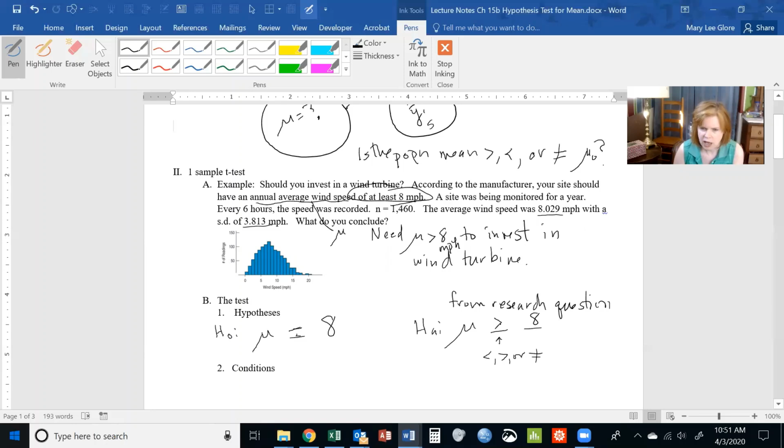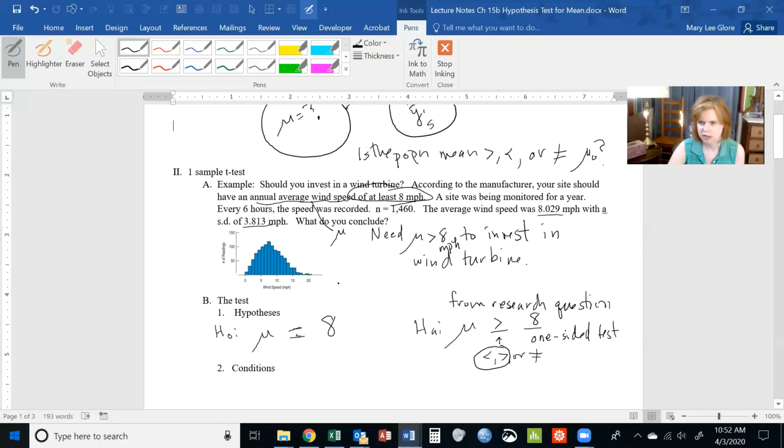When we pick our hypothesis and we have this less than, greater than, or not equal to, if a less than or greater than is chosen, that's called a one-sided test. So this is a one-sided test. We're only going to conclude that the mean is greater than 8 if my sample mean is high enough. If my sample mean was below 8, that would not prove that the mean is above 8. So this is a one-sided test.